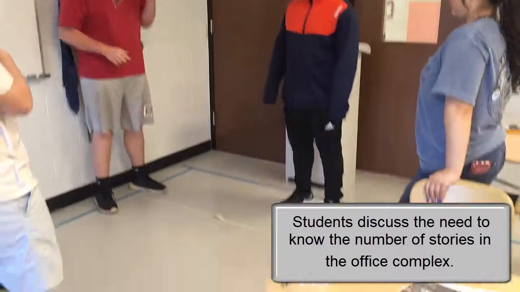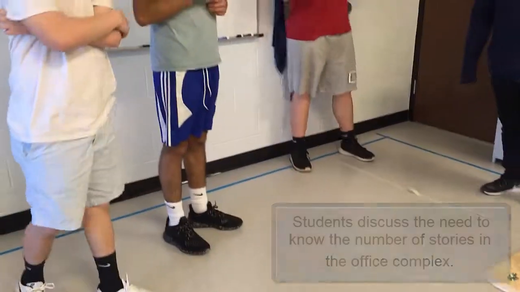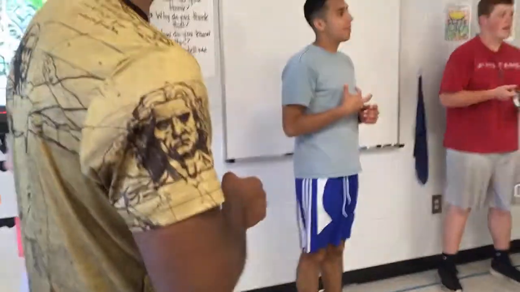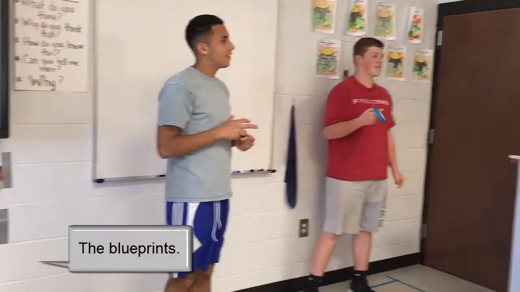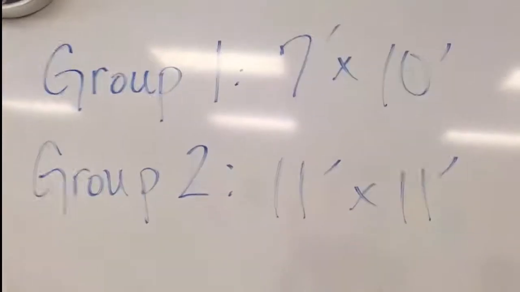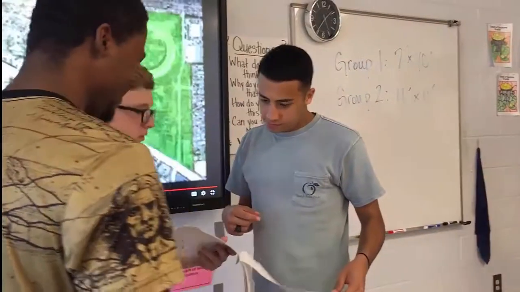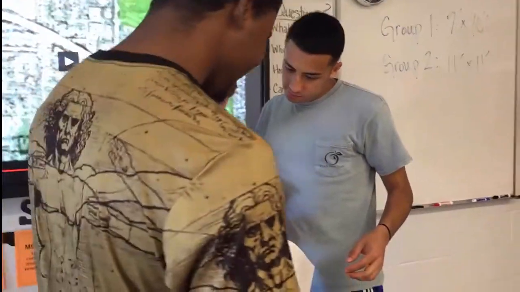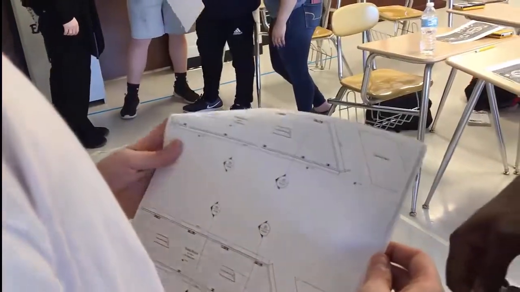For us to actually know exactly how many stories, what would we need? The height. The blueprint, to know exactly. Blueprints. Oh, let's see if I have some blueprints. Both groups have made their estimate for the size of the office space they will allow their employees and have begun to analyze the blueprints to finalize the amount of office space available.